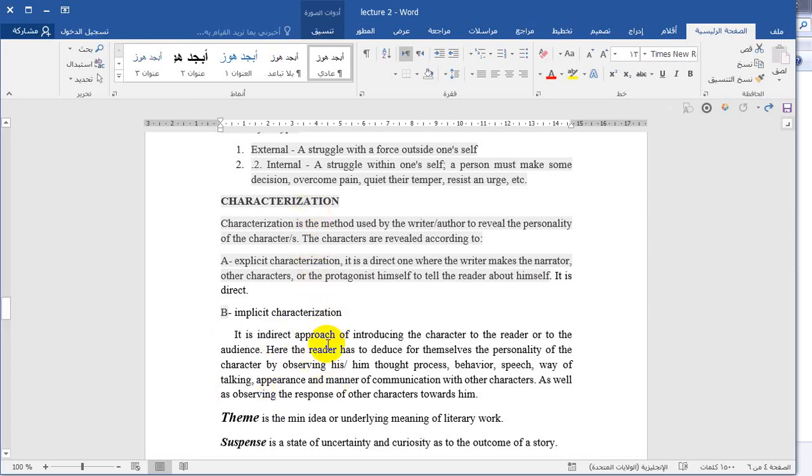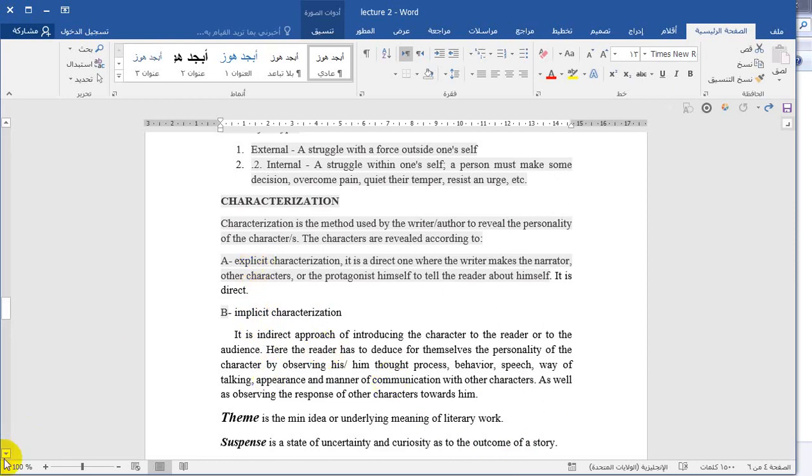The writer makes every character different from others in his external form, meaning his height, his hair, his face, and in his personality. But how he conveys or reveals this information to the reader, this is the characterization. This is done in two ways, explicit and implicit.